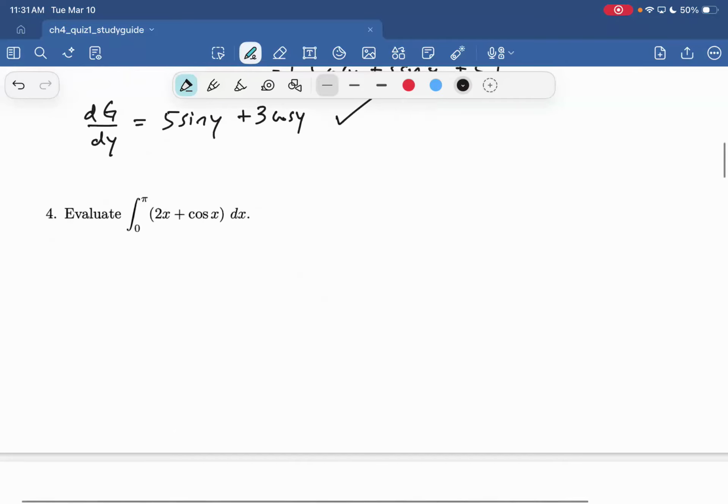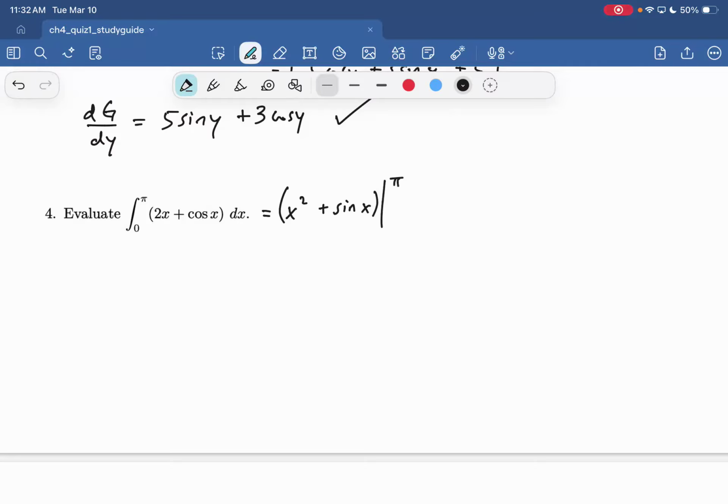Next question, we're asked to evaluate this definite integral. So first we need to calculate the indefinite integral. And so if we anti-differentiate, we're going to be getting x squared, right? 2x becomes x squared because we raise x to a power of 2 and divide by that power. So 2 divided by 2 times x squared. And then the integral of cosine x is sine x. You can just think about what gives you a derivative of cosine x.